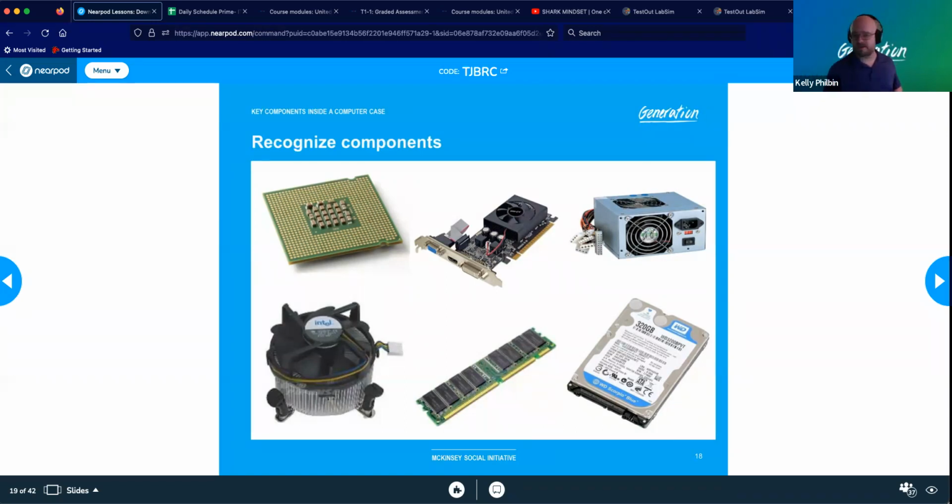Yes, sorry, what was that? I'm sorry, my camera just went off. I couldn't hear the audio. What was the answer for that one? The bottom center one is RAM or memory module. Thank you. Not a problem.